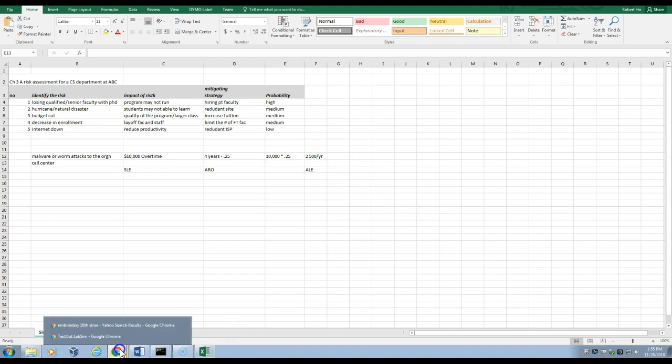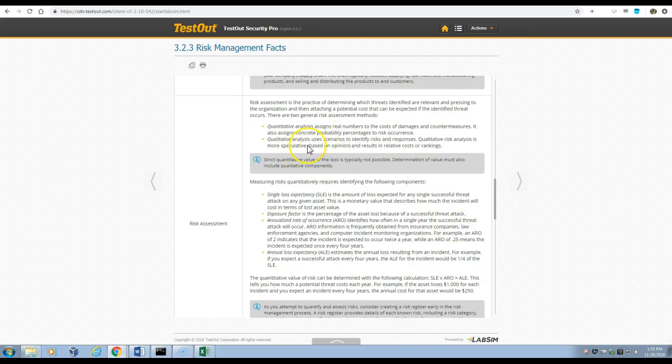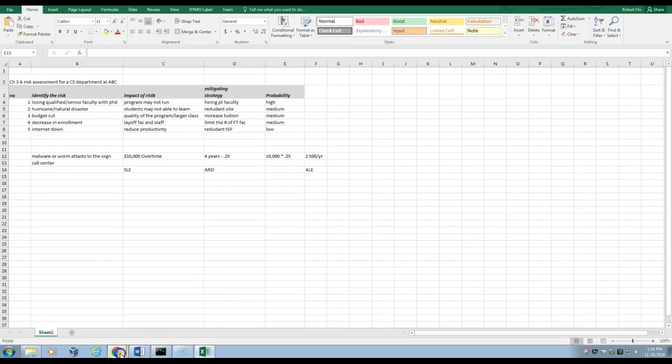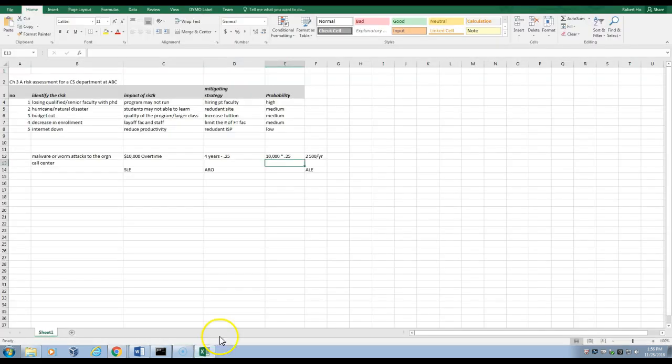Okay, so that is how you calculate risk quantitatively. Now I'm going to show you how to do it qualitatively. Let me pause a little bit. The next one that I'm going to discuss is qualitative analysis. This uses scenarios to identify the risks and responses. Here I'm going to give you an example.